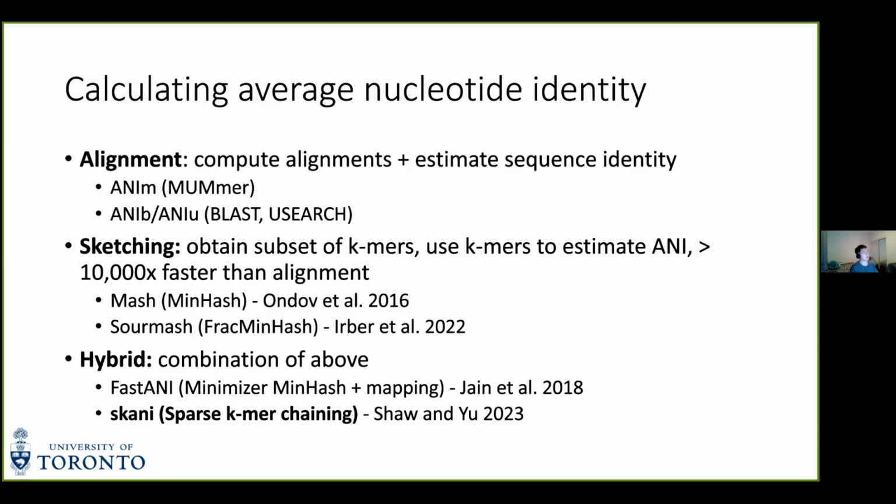I'll be talking about hybrid methods today, which combine the best of alignment and sketching. FastANI is a very popular ANI method, and it uses something called a minimizer MinHash method. So it uses these minimizer k-mers to estimate ANI, but it also uses some sort of mapping as well in order to calculate orthology. The method I'll be introducing today is called skani. We use something called sparse k-mer chaining that I'll dive into later on.